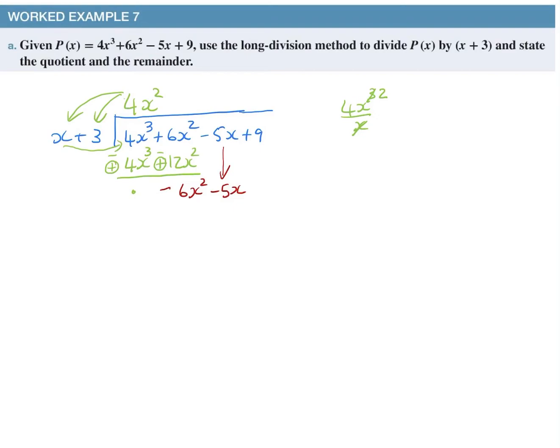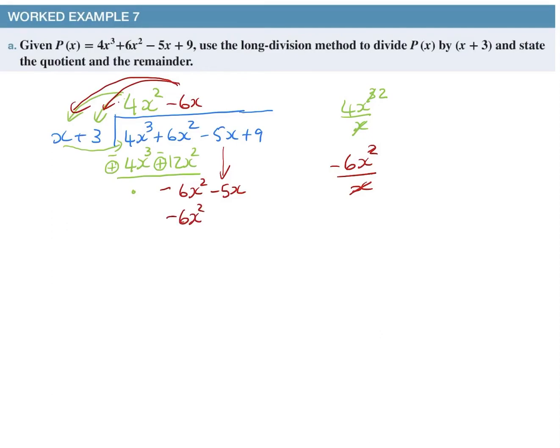I'm now going to divide minus 6x squared by x. You can do it the same as what we did up on the top. Minus 6x squared divided by x: x goes into itself once and x squared x times. So my answer will be minus 6x. And I'm going to multiply this negative 6x with each of these terms. Negative 6x times x must give me negative 6x squared. They will always be the same.